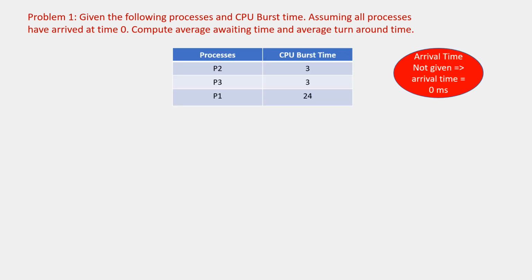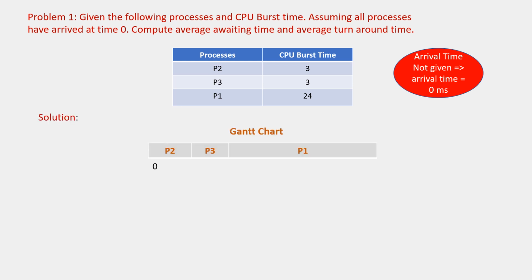Now, in this same example, we have changed the process order. We have taken P2, P3 first and then P1. Let's see what will be the difference in average waiting time and average turnaround time. What do you think? Does the average waiting time and turnaround time reduce or will it increase?